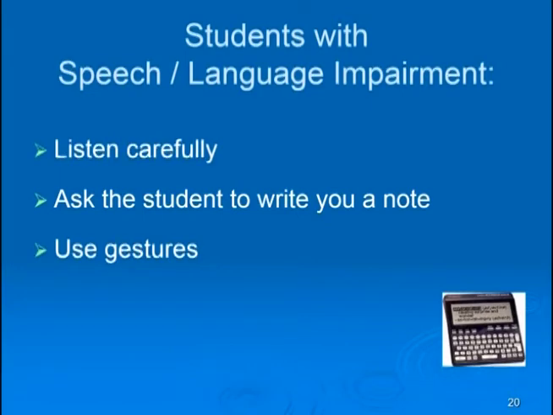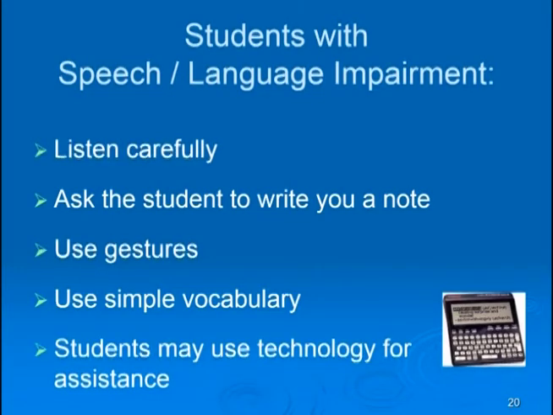Use gestures. Gestures are simple. You can point or motion to what you want them to say. Use simple vocabulary. For example, stop, sit, walk, don't run. Some students may use technology for assistance. Find out if the student uses technology for assistance, laptop, handheld devices, etc.